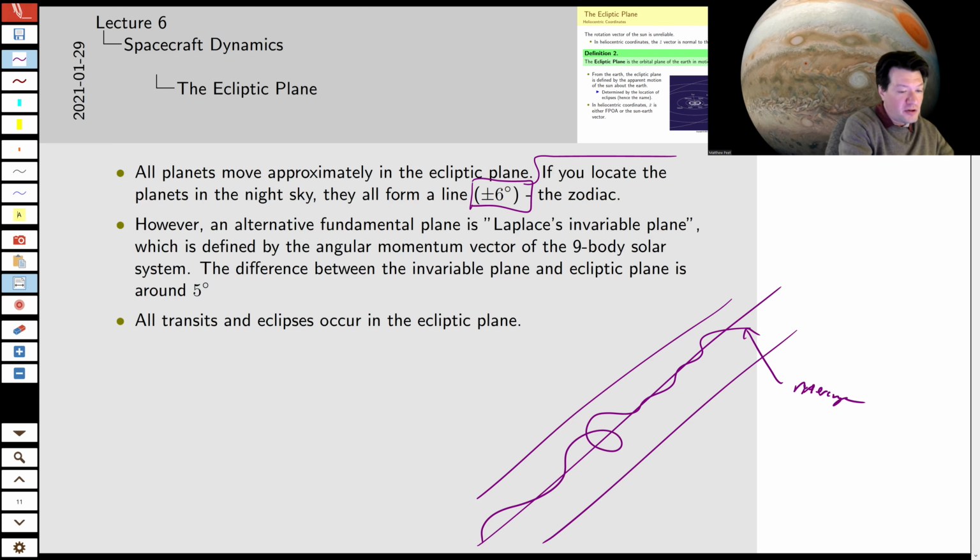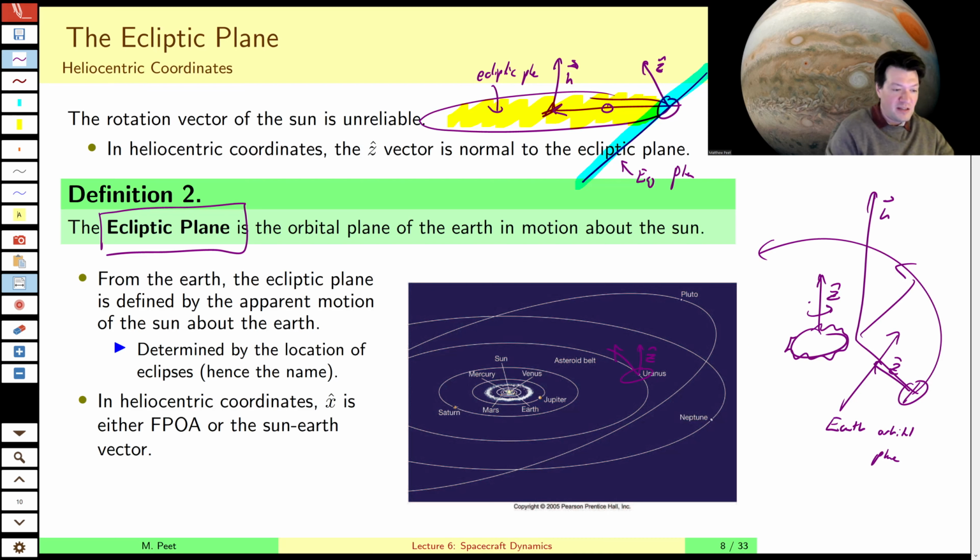Which brings up another obvious choice for the second fundamental plane, which is not the ecliptic plane of the Earth, but rather Laplace's so-called invariant plane, which actually makes a little bit more sense. It's more invariant as opposed to the orbit of the Earth, which actually changes over time. It is the angular momentum vector of the n-body system, which is the solar system. So remember, we talked about n-body problems. For an n-body problem, the angular momentum vector is invariant.